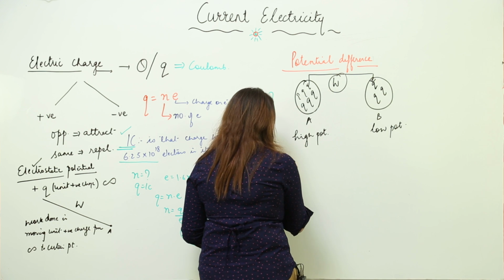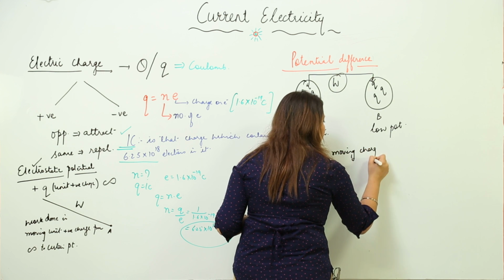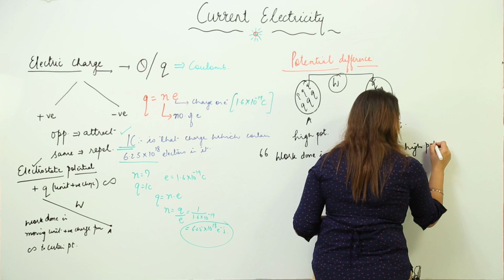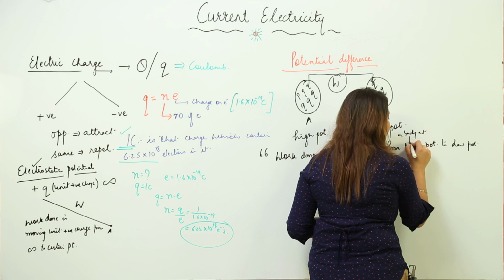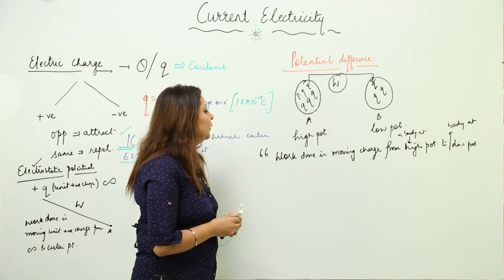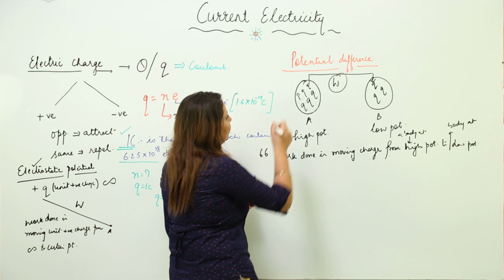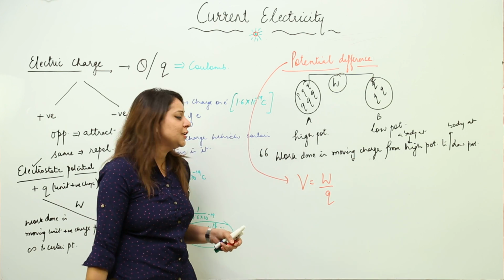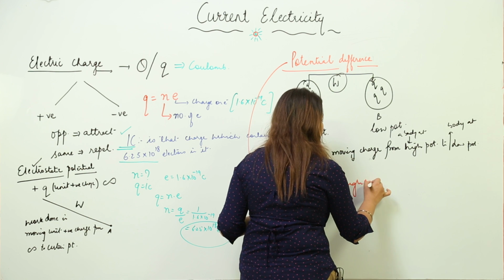So potential difference is work done in moving charge. From where to where? From high potential to low potential, or you can say from a body at high potential to a body at low potential, or work done in moving a charge from a point of high potential to a point at low potential. Putting it in a formula, if potential difference is denoted by V, it is work done in moving charge, so V is equal to W upon Q.